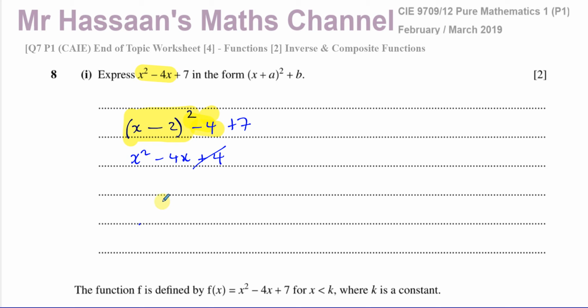So I can say our answer is x minus 2 squared, and then you have minus 4 plus 7, which is plus 3. So we have completed the square, and that is the answer to part 1 of question number 8. Okay, quite straightforward, but very, very important for us to know how to do such a thing.